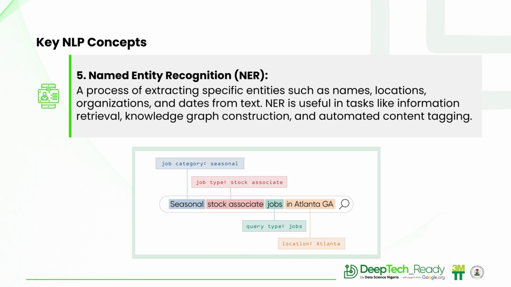We also have named entity recognition. Named entity recognition identifies the important pieces of information or entities in text, like people's names, places, organizations, or dates. For example, in the sentence, "Microsoft is hosting an event in Lagos," named entity recognition would label Microsoft as an organization and Lagos as a location. This is useful in applications like search engines, content tagging, and news summarization.